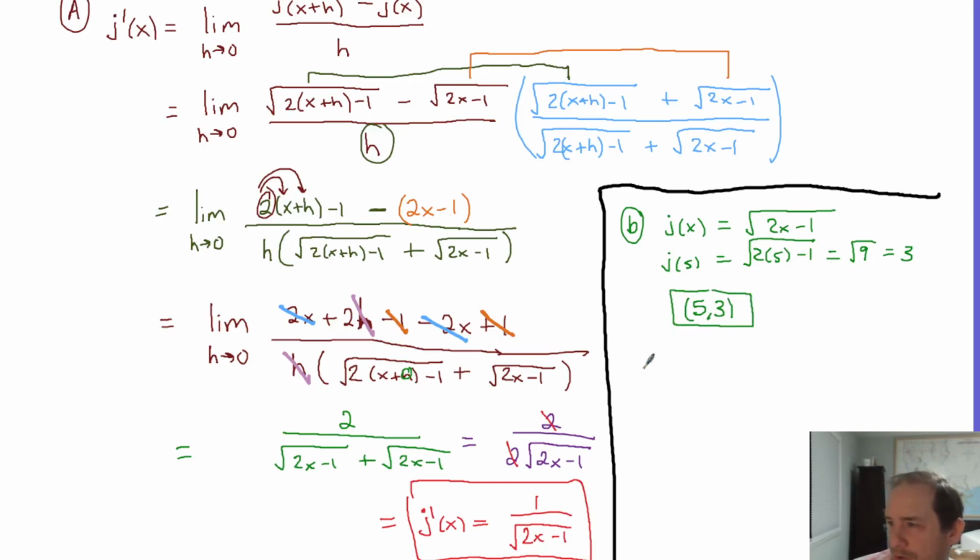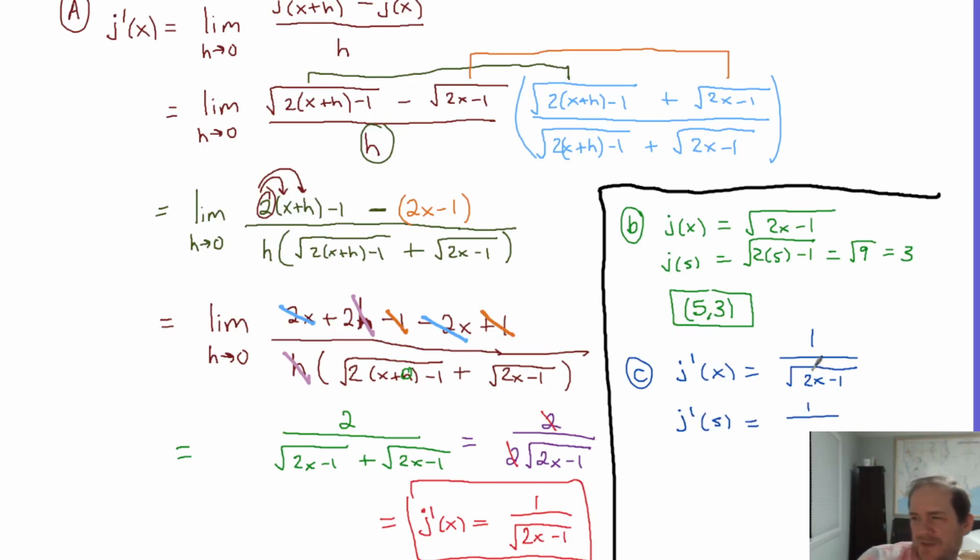Okay, so in part C, we know we're going to look for the slope of our tangent line. So for that, we grab j prime, our derivative function, which is 1 over root 2x minus 1. And we're still plugging in 5, so j prime of 5 will be 1 over the same root 9 from before. It's going to be 3 again, so that can be our derivative. This is our slope, this is our m, so we'll take that.